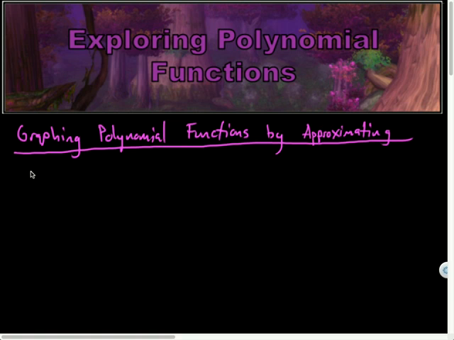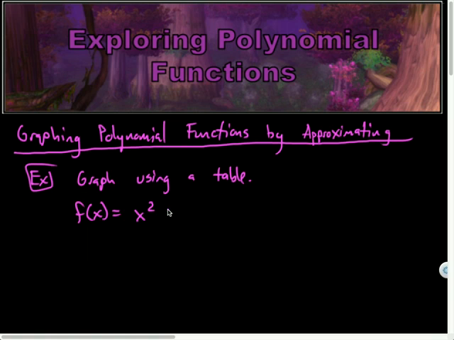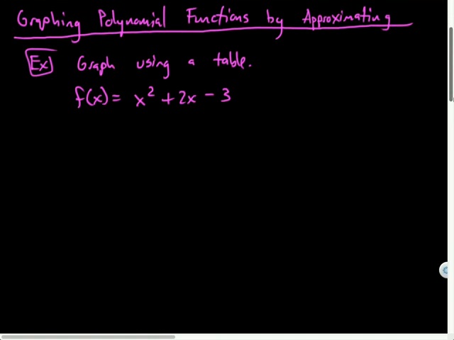But before we do that, I actually want to talk about how you would graph using a table a polynomial that theoretically we should know how to graph anyway. What if I have f of x equals x squared plus 2x minus 3? All right, so this is a quadratic.